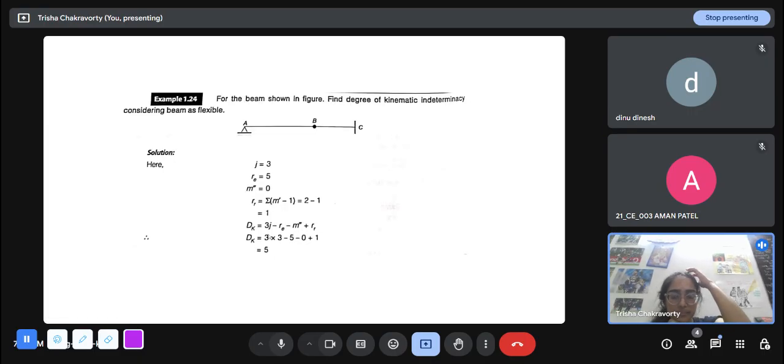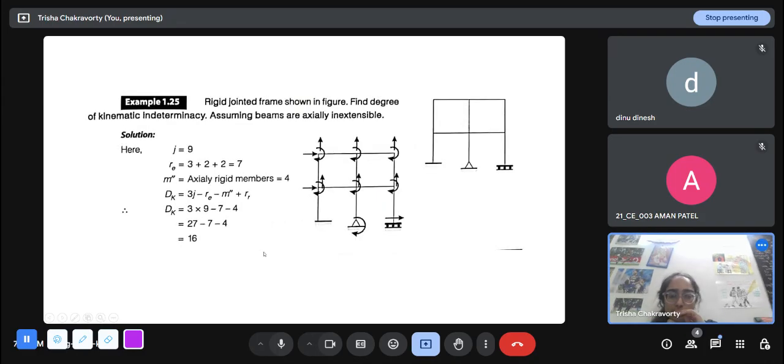Considering the beam is actually flexible, there are three joints. There are five support reactions: two at the hinge support, three at the fixed support. And since it's actually flexible, m double dash is 0, and there are two members meeting at the internal hinge again. So my RR is 2 minus 1, that is 1. So DK is 3 into 3 minus 5 minus 0 plus 1, that is 5.